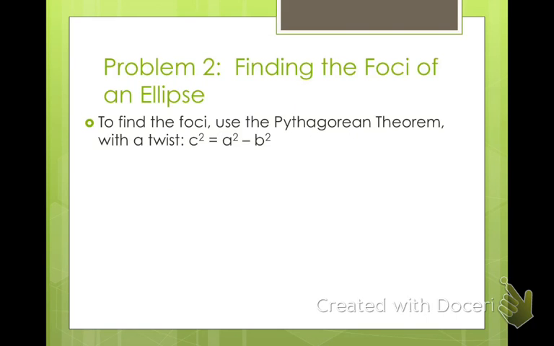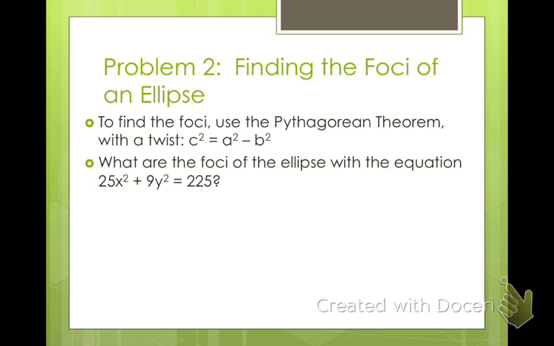Alright, in order to find the foci, we're going to use what's called the Pythagorean theorem with a twist. So hopefully you learned in Algebra 1 that the Pythagorean theorem is a squared plus b squared equals c squared. Well, for an ellipse, in order to find our focal length, we take a squared and we subtract b squared. Then we take the square root of that. So what are the foci of an ellipse with an equation 25x squared plus 9y squared equals 225?